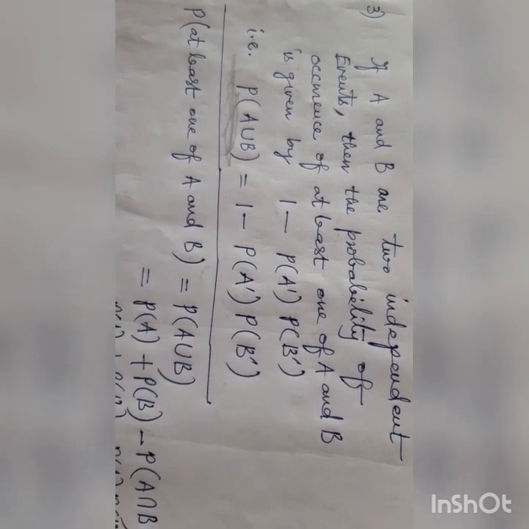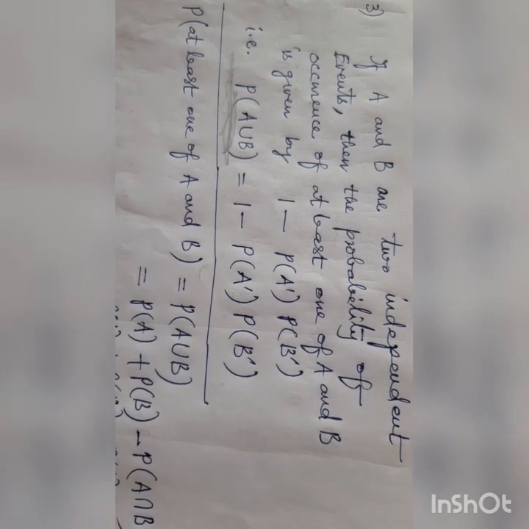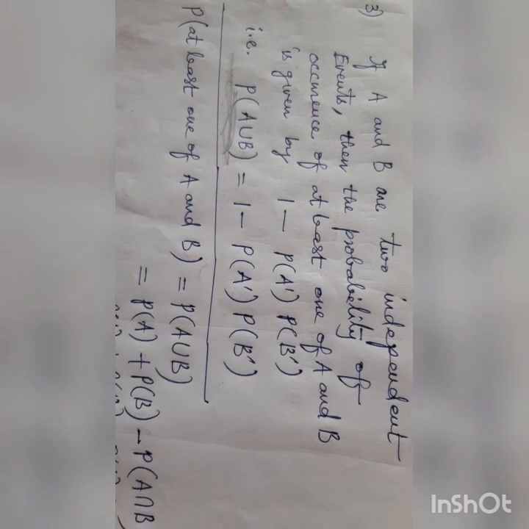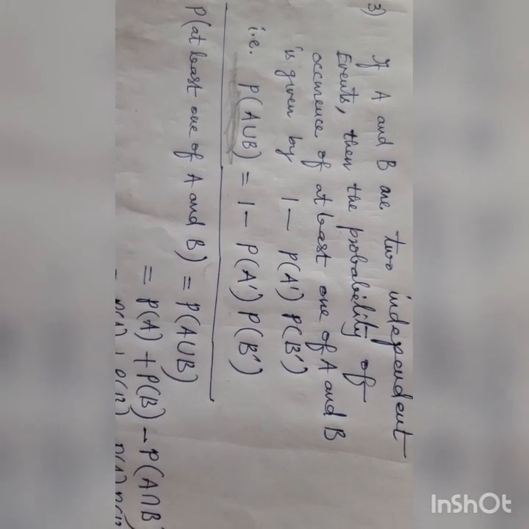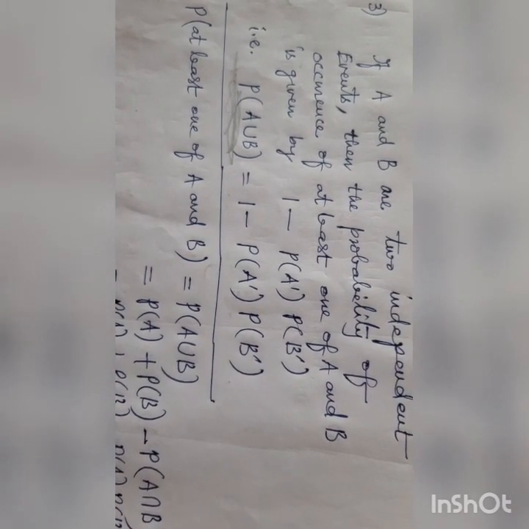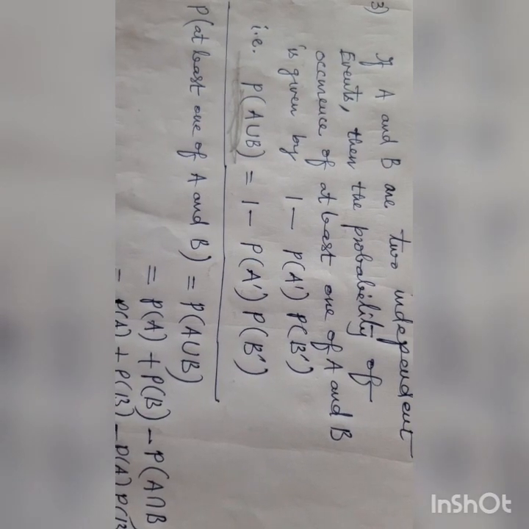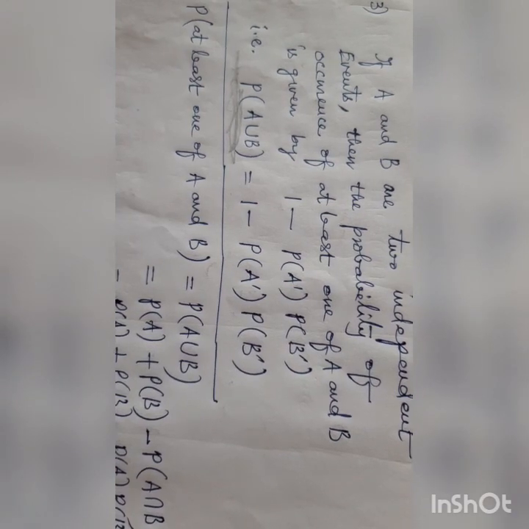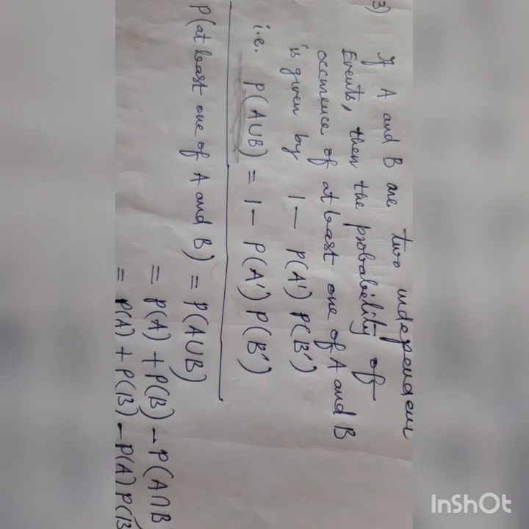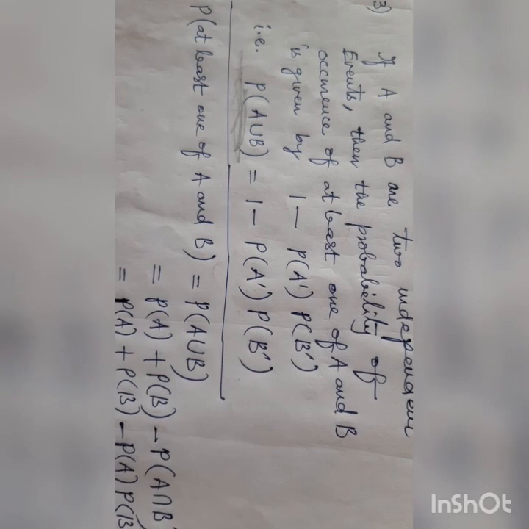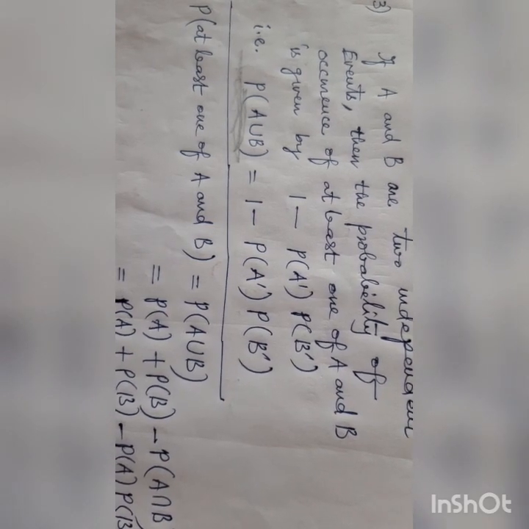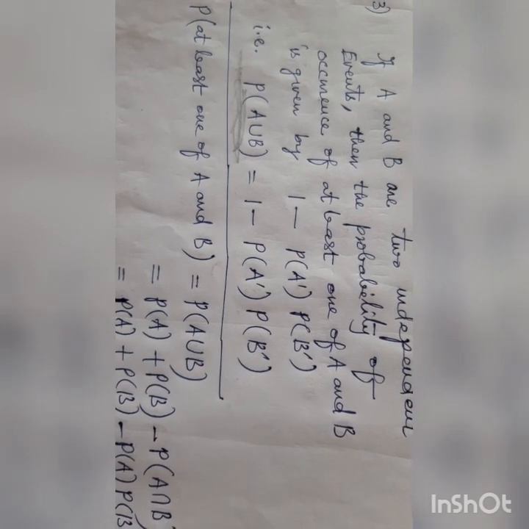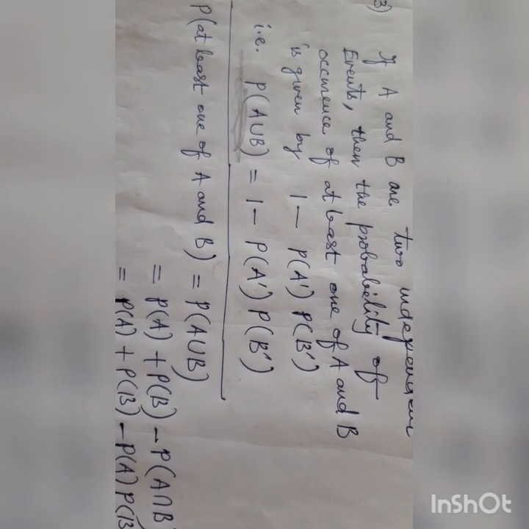And for competitive exams, this is used as a formula. One description will be given, and then you can use this formula. P of A union B equals 1 minus P of A dash P of B dash, or P of A dash P of B dash equals 1 minus P of A union B, like that also.